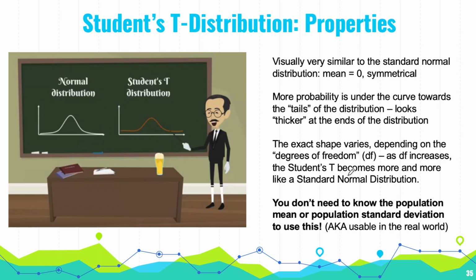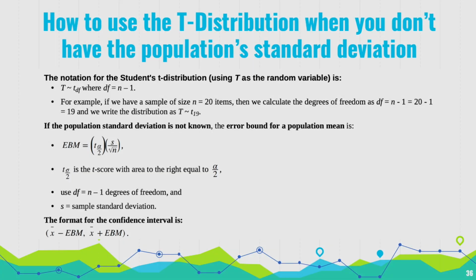The larger our sample size, the higher our degrees of freedom, and the more the student's T approximates the standard normal distribution. The best part about using this distribution is you do not need to know the population mean or the population standard deviation to use this. So it's pretty usable in the real world. So I want to give you a quick preview. We're going to still calculate error bounds in a very similar way, except we're going to use the student's T to do so. So instead of calculating a z-score, we'll calculate a t-score.